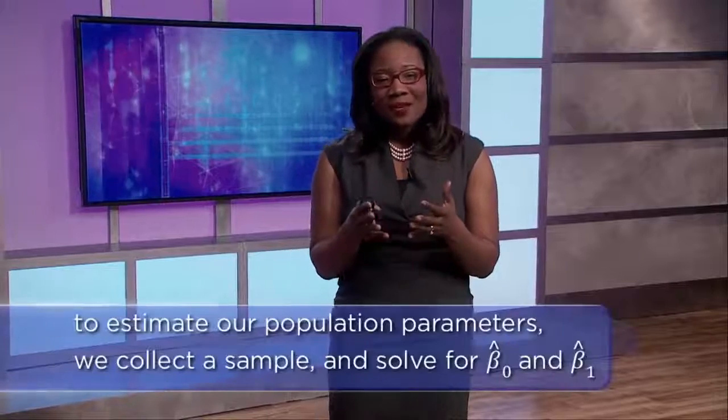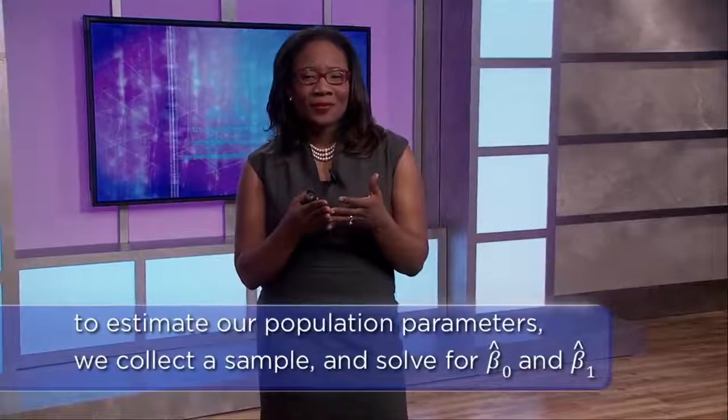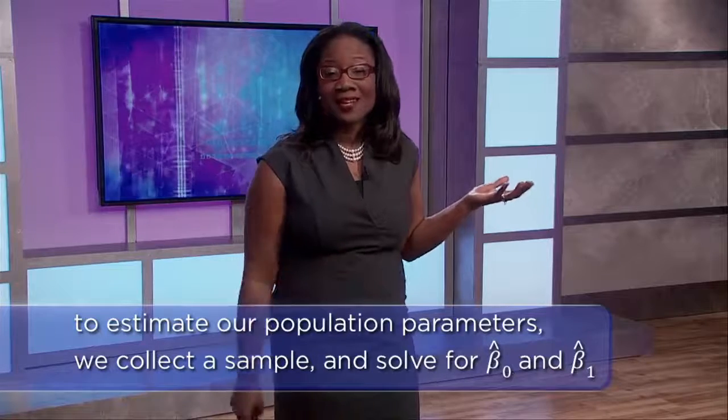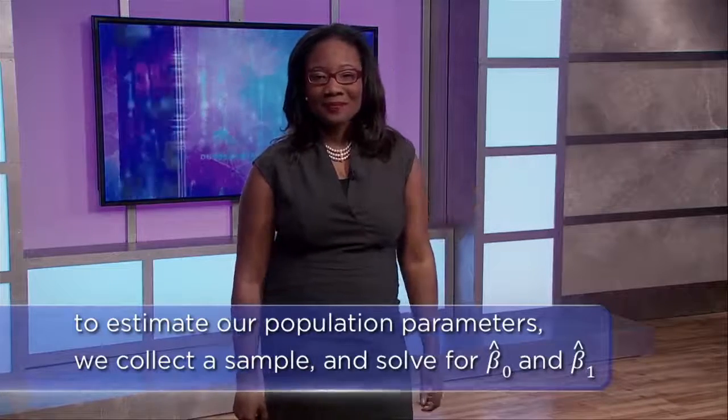All right, let's revisit the simple regression setting. We've got those population parameters, our beta naught parameter for the slope, and beta 1 for our y-intercept. And so in order to estimate our population parameters, we're going to collect a sample, and we're going to solve for our beta naught hat and beta 1 hat.